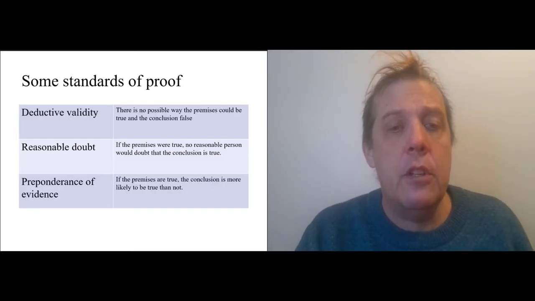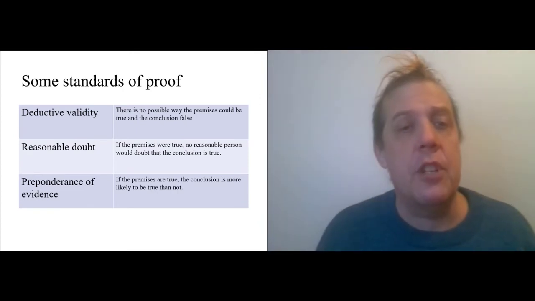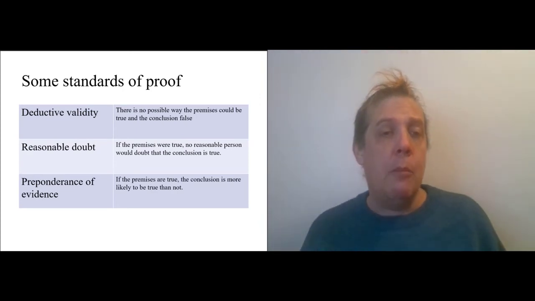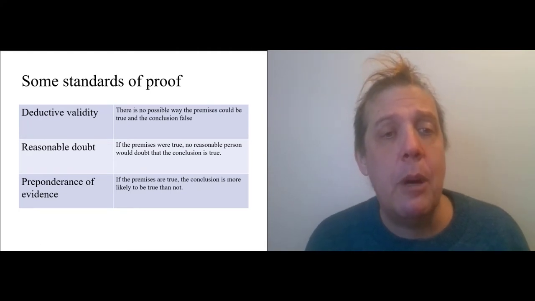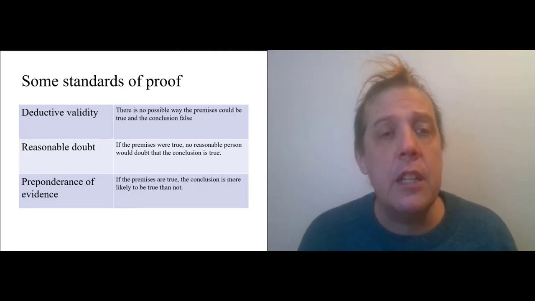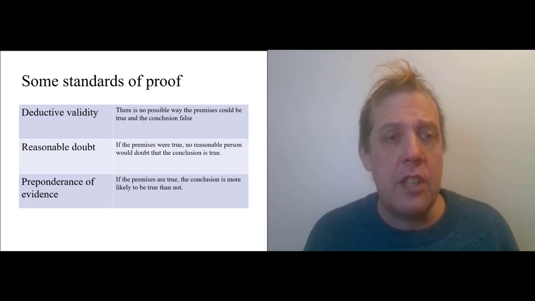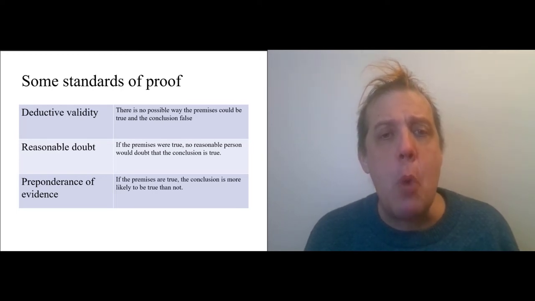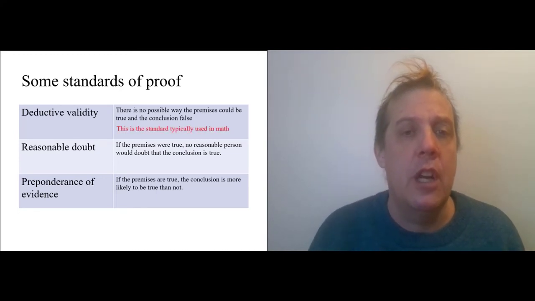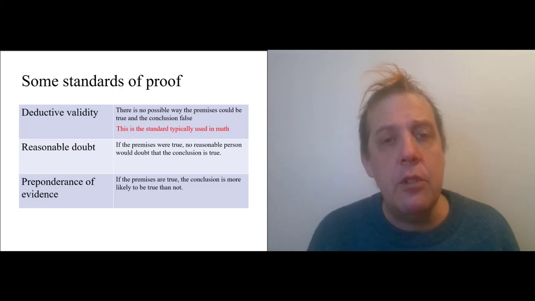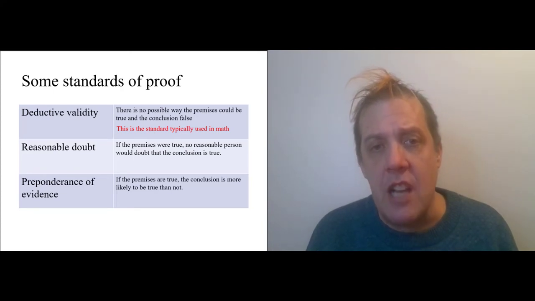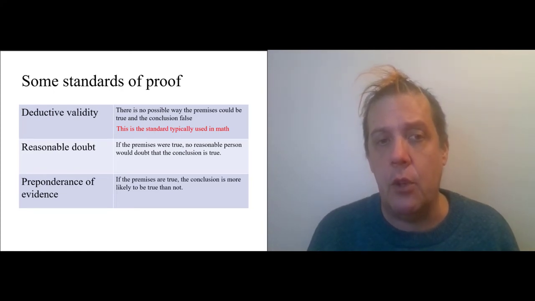Now, there are other standards of proof that you will sometimes see. Among other things, deductive validity is actually a standard of proof that is higher than reasonable doubt. When we say something is deductive, when we say it's valid, we say that there's no possible way the premises could be true and the conclusion false. So this is the standard of proof typically used in math, right? And it's an incredibly high standard of proof, and it's not something you ordinarily see in the real world.